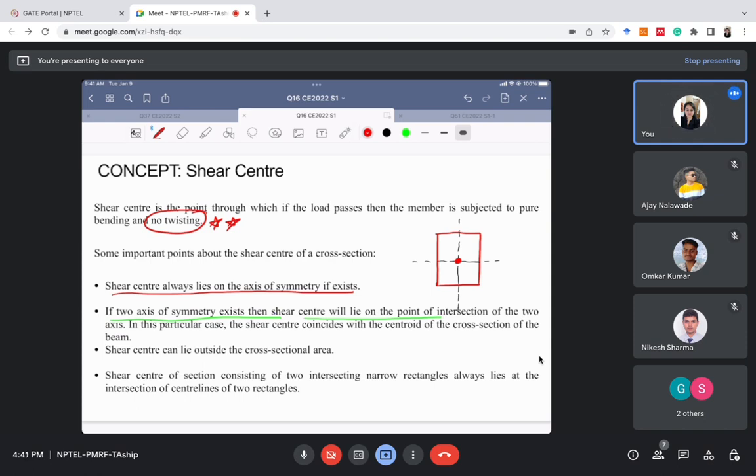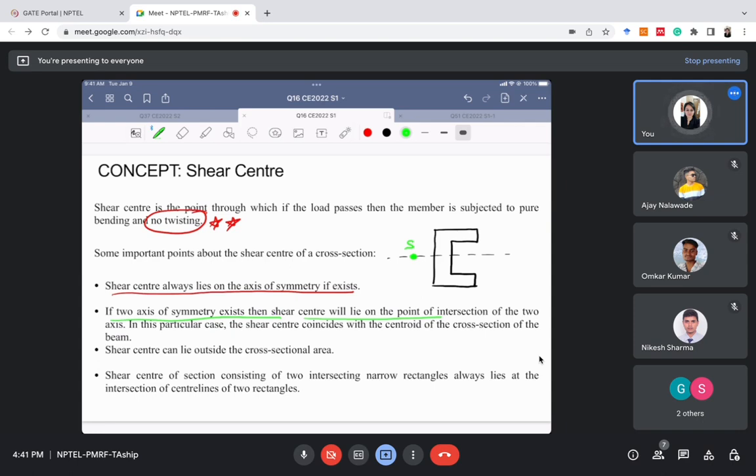The third thing is that the shear center can lie outside the cross sectional area. In the cross sections which I have discussed till now, the shear center was inside the cross sectional area. But in some cases, the shear center can also lie outside the cross sectional area. Suppose for this member there is only one axis of symmetry, right? The shear center will lie on the axis of symmetry, that we know, but it can lie outside the cross sectional area. So the shear center for this member can lie outside the cross sectional area also.